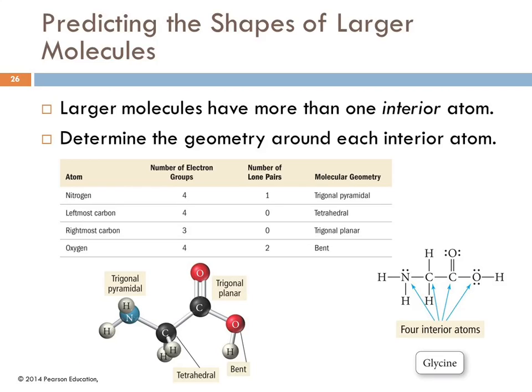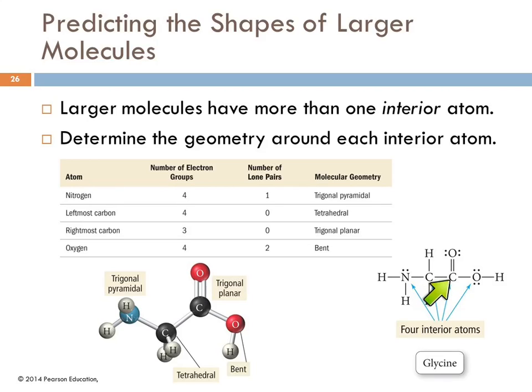If we look at this carbon, how many electron groups does he have? 4. 4 groups, tetrahedral. Does it have any lone pairs? No. So the shape around this carbon is tetrahedral.